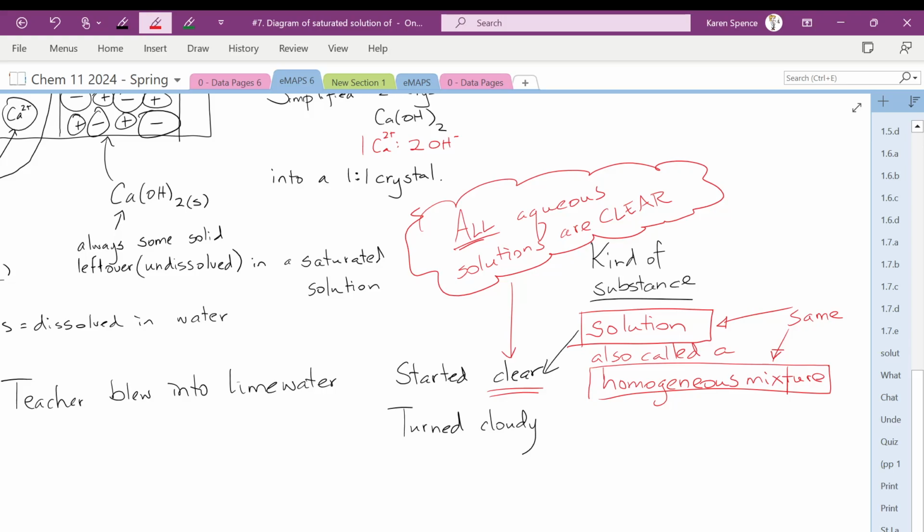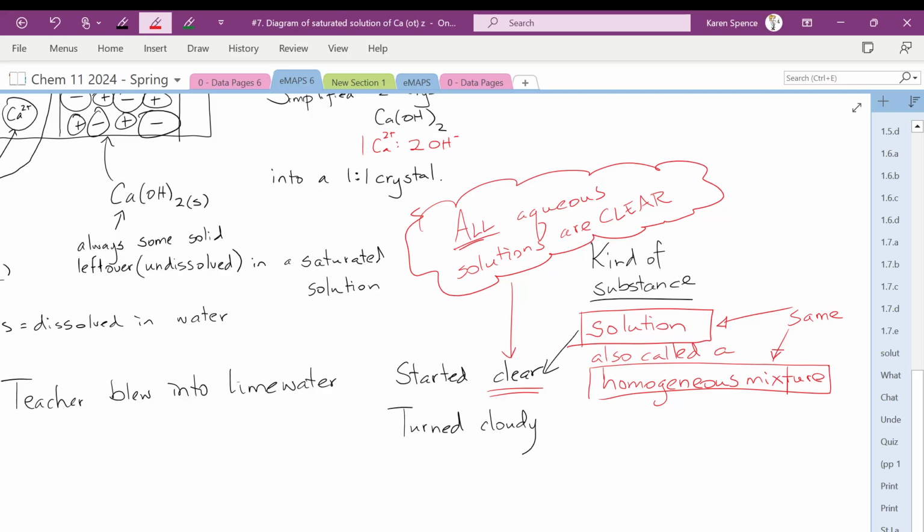Wait, this says timeout. Yes, timeout. I was on Google, right? It said solutions are always homogeneous mixtures, but homogeneous mixtures aren't always solutions. Well, they're wrong. Okay, good job. They probably meant aqueous solutions. When they said homogeneous mixtures are not always solutions, they probably meant aqueous solutions.